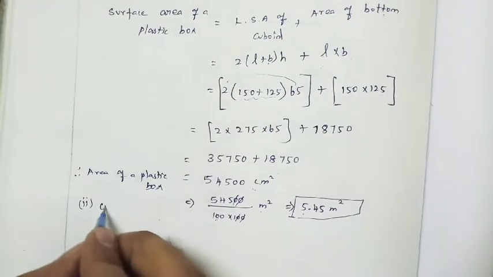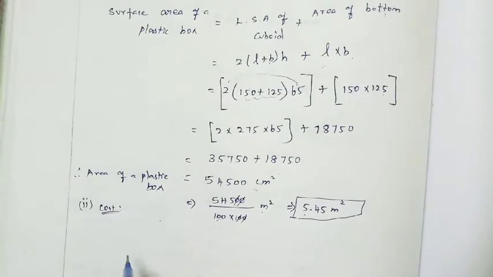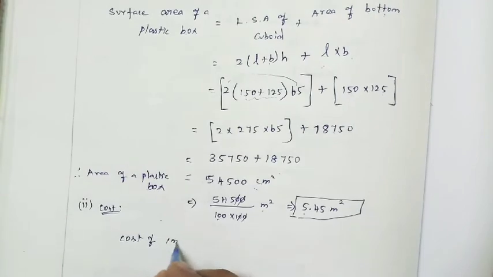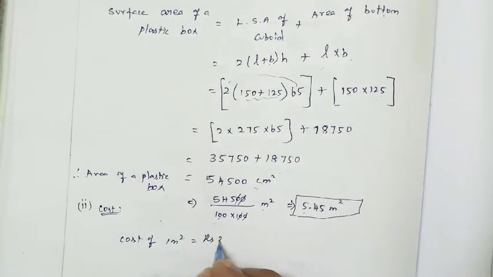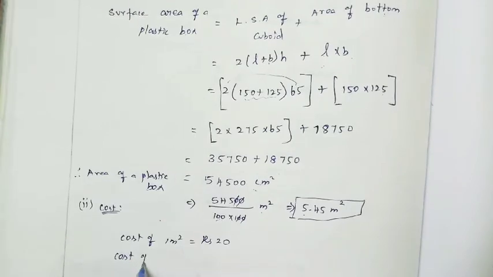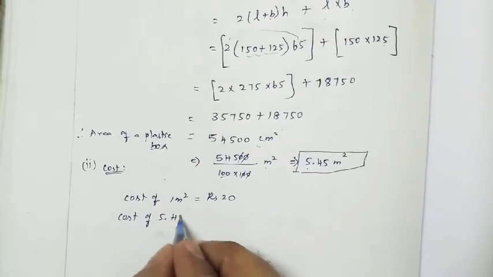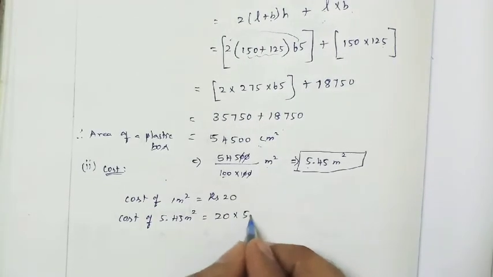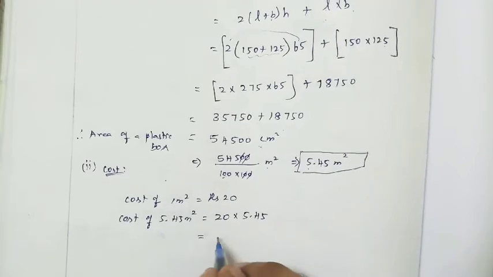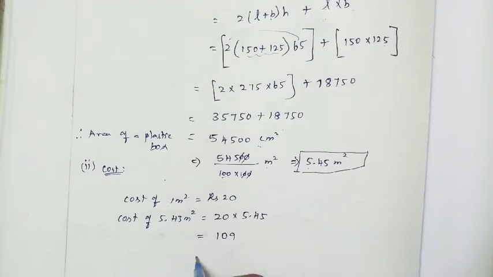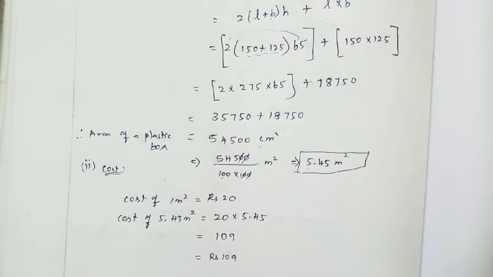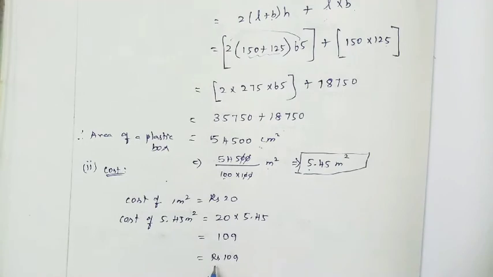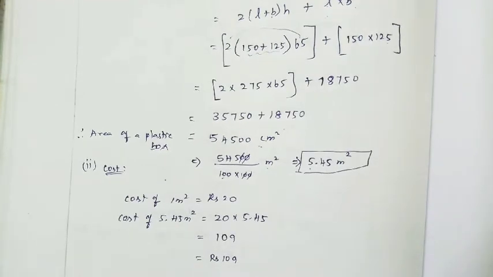Now we want to find the cost. Cost of 1 meter square is equal to rupees 20. Then the cost of 5.45 meter square is 20 into 5.45, which is equal to 109. Therefore, rupees 109 has been charged for 5.45 meter square. We will see one more example.